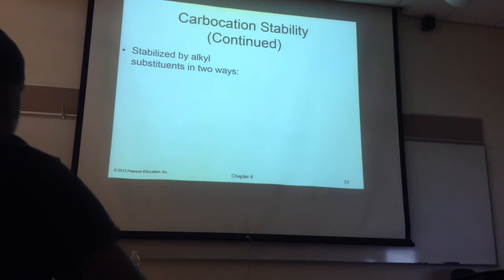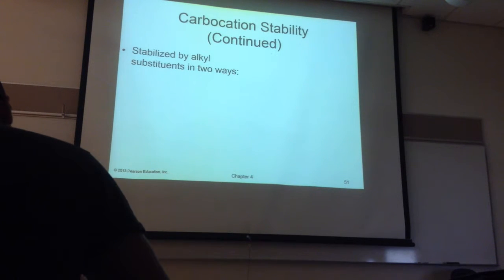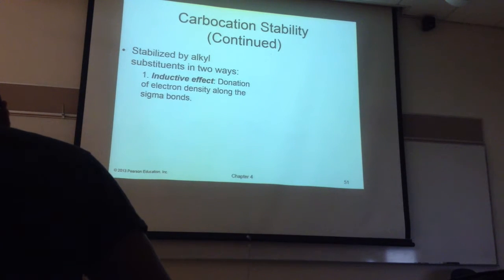And when I come up with a story, here comes the story. The story begins that they are stable in two ways. The first way is what is called an inductive effect. And the inductive effect is said that there is a donation of electron density along the sigma bond.